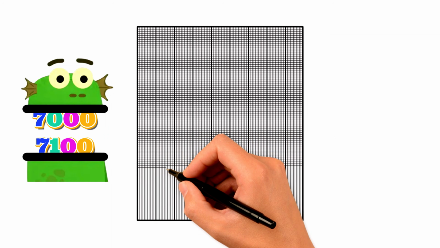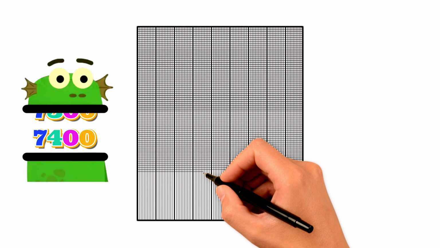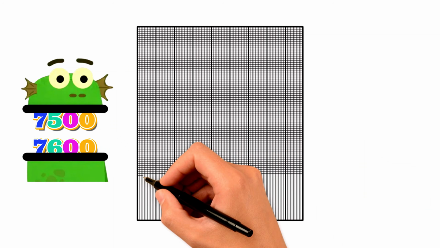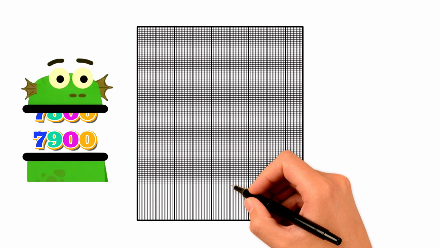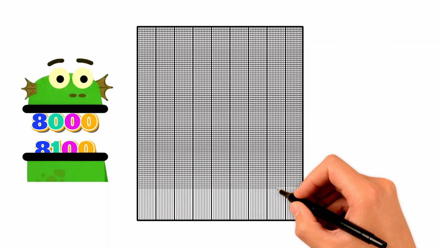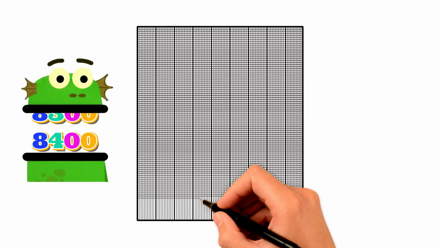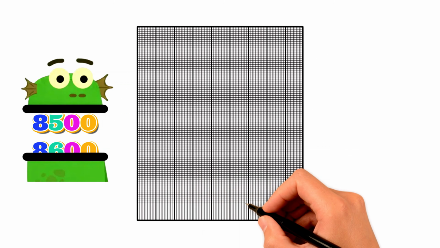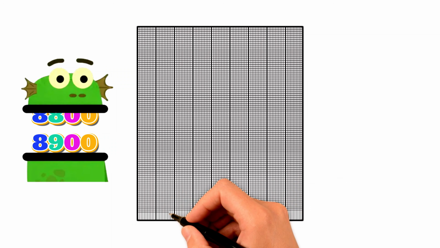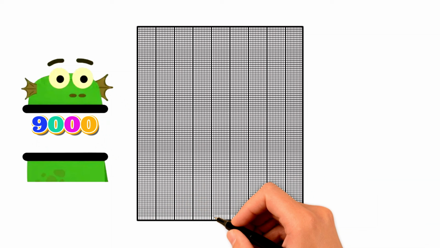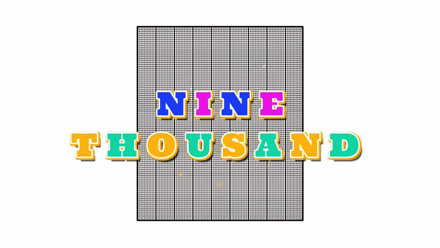7,000, 7,100, 7,200, 7,300, 7,400, 7,500, 7,600, 7,700, 7,800, 7,900, 8,000, up to 8,600, 8,700, 8,800, 8,900, 9,000. Our pencils may be rusting, but our ideas never stop.